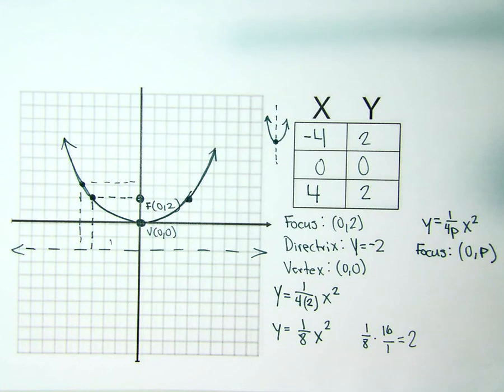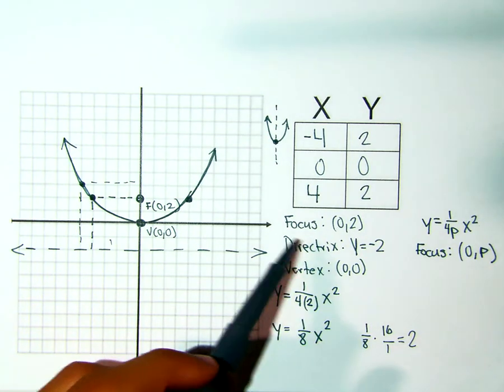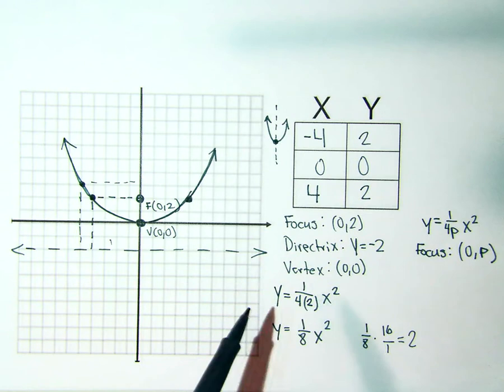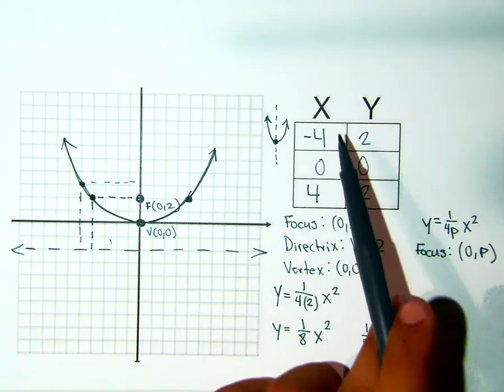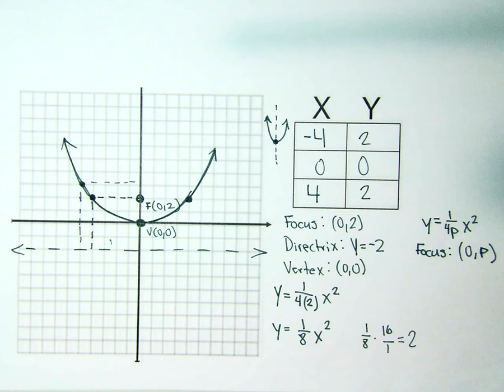So like problems number 3 and 4 in your homework, this is what we're doing. We're graphing the directrix, the focus, and the vertex. And once we do that, we will find 2 other points to graph the whole parabola.